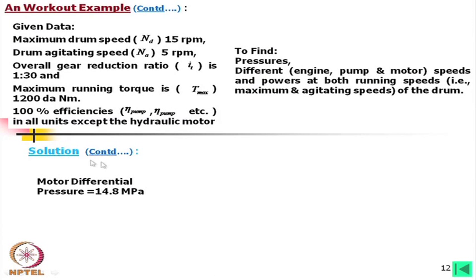Now, again we are continuing. Now, the motor differential pressure is 14.8 megapascal and the input flow to the motor is 95 lpm.